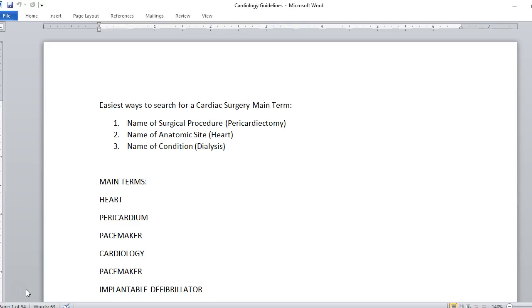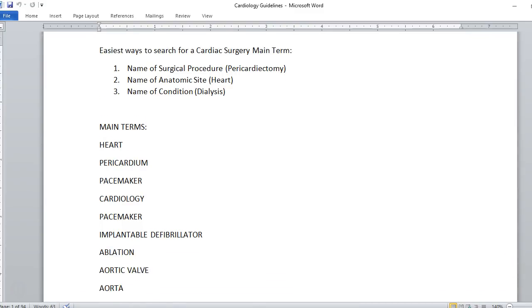Like most surgical procedures, the easiest ways to search for cardiovascular surgery are the name of the surgical procedure, such as a pericardiectomy. You'll find that directly in your alphabetical index. Or the name of the anatomic site: you can look up heart, pericardium, artery, vein, aorta, or the specific valves. Or the name of the condition. There's going to be code specifically in here for dialysis. So we're going to see all three of those.